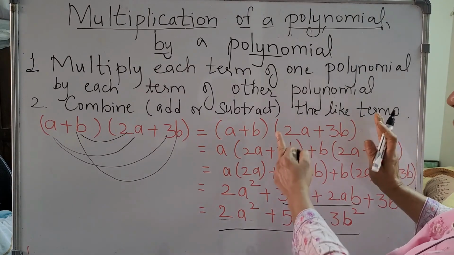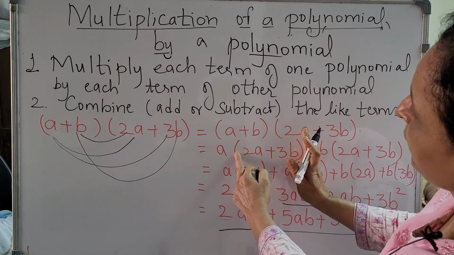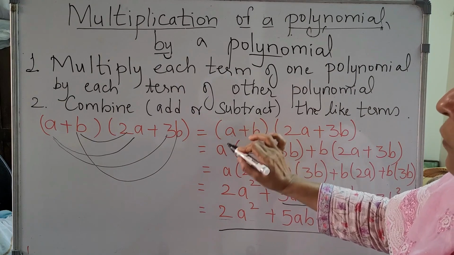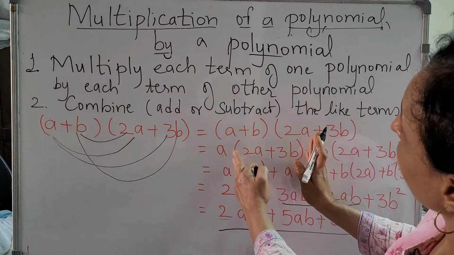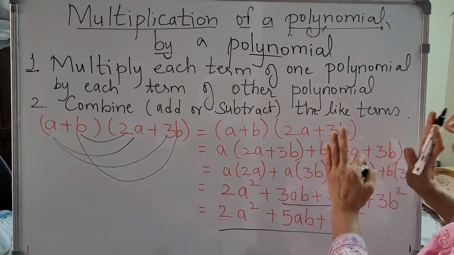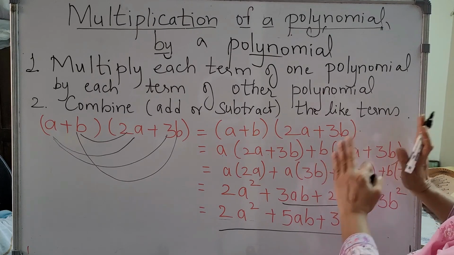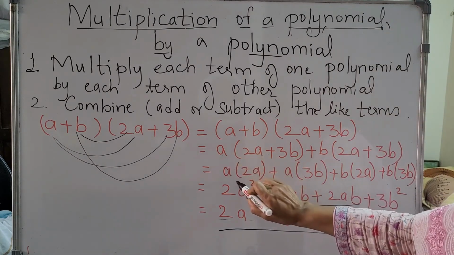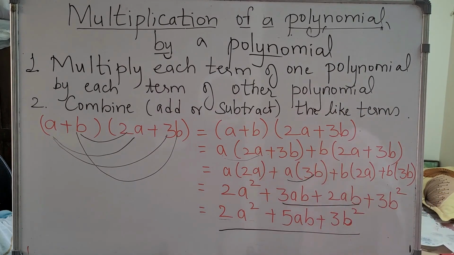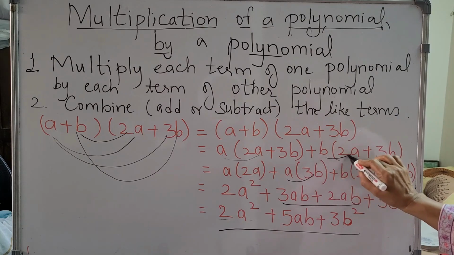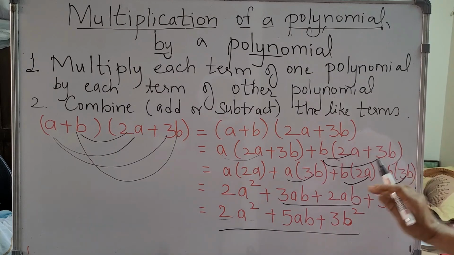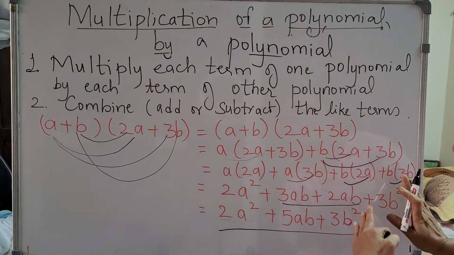Now what have you done? You have taken 2a plus 3b as it is, and you have separated the terms of the other polynomial. So a, you have taken with the full 2a plus 3b. B, you have taken with 2a plus 3b. So that is how complete multiplication takes place. Now a you multiply by 2a plus 3b: a multiplied by 2a, a multiplied by 3b. Then b into 2a, b into 3b. So each term you have multiplied.